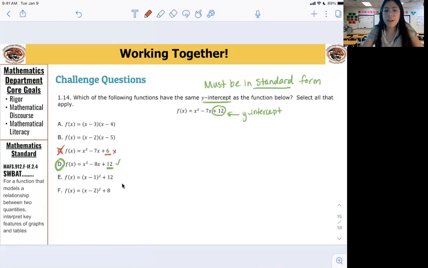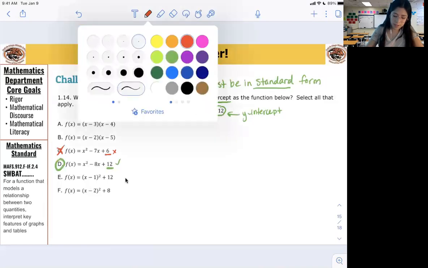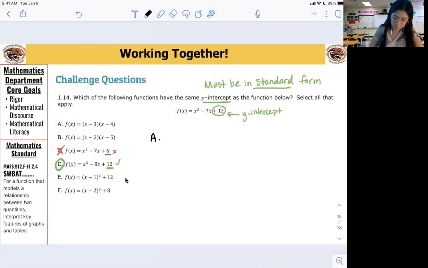But everything else, what am I going to have to do? Simplify. Simplify, turn it into standard form. So let's get right to it. Let's start with A. A is correct. What do you have to do to turn this into standard form? FOIL.